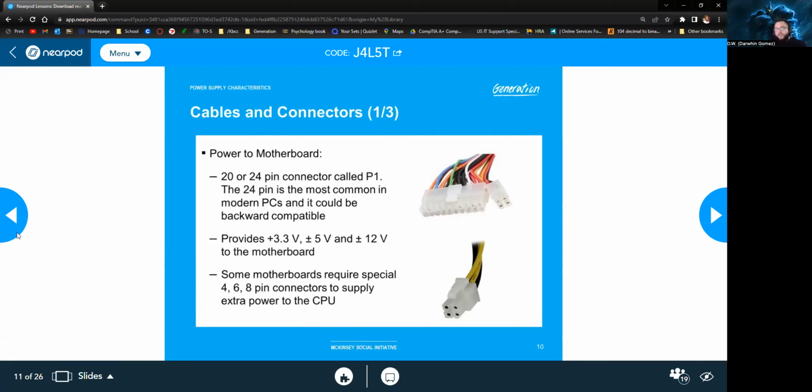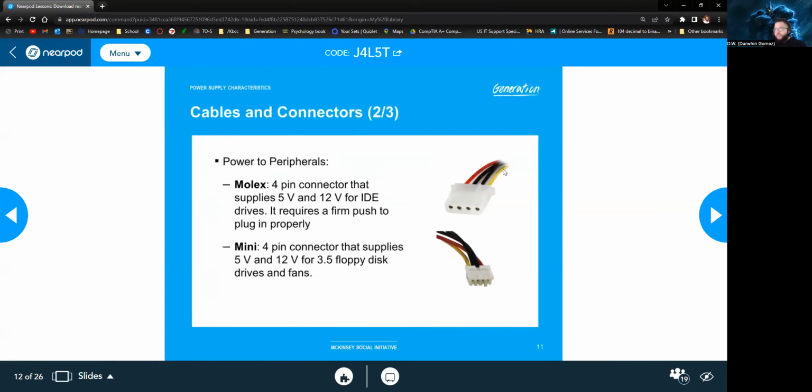Okay. I know Romeo had a question about the specific voltage that goes to the CPU. I think it might come up in another slide, so let's just wait and see. I know that you asked about whether it gets 3.3, the plus and negative 5, or the 12. We can check in a few slides. Let's see what other kind of cables we got.